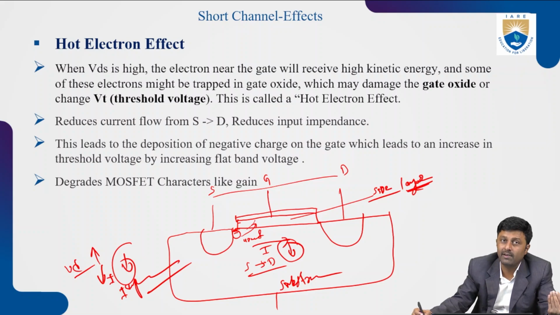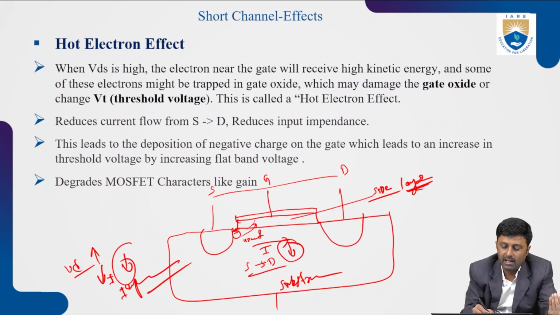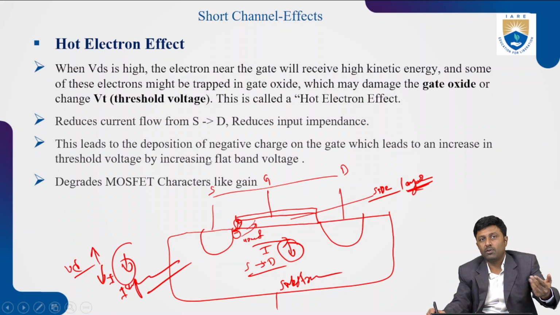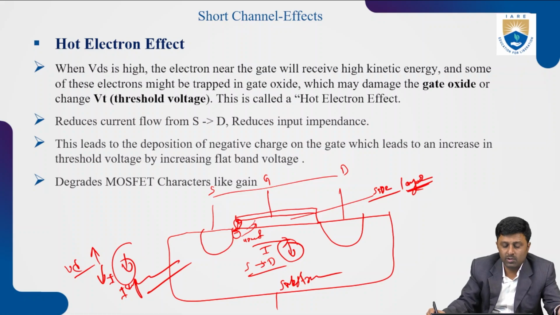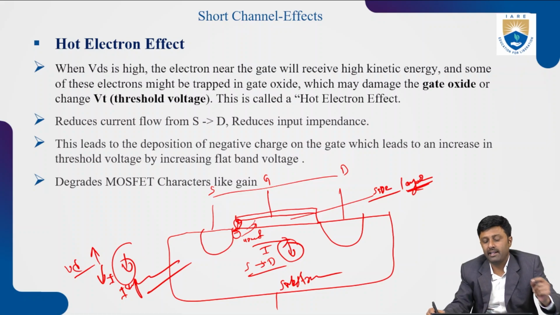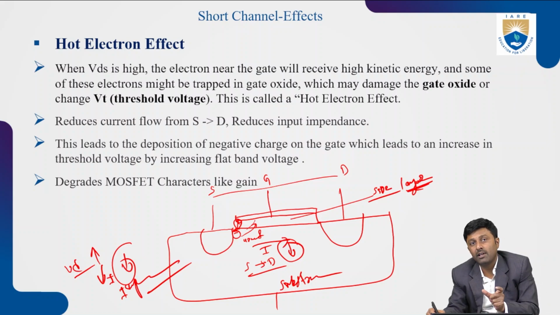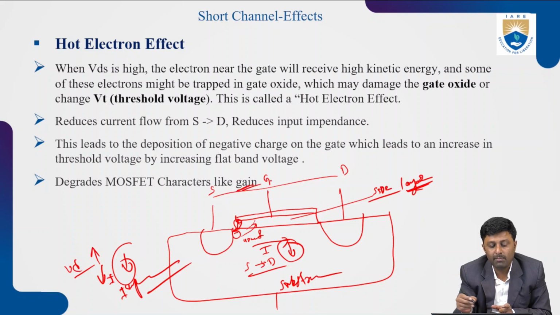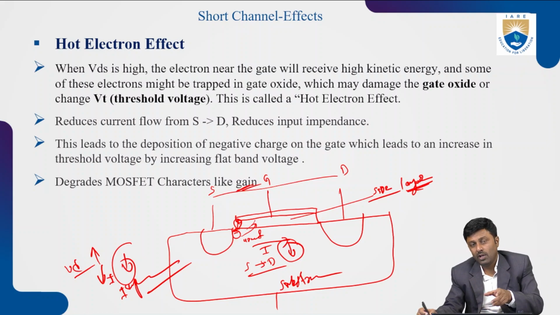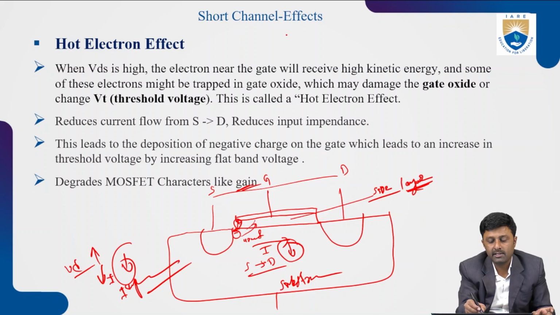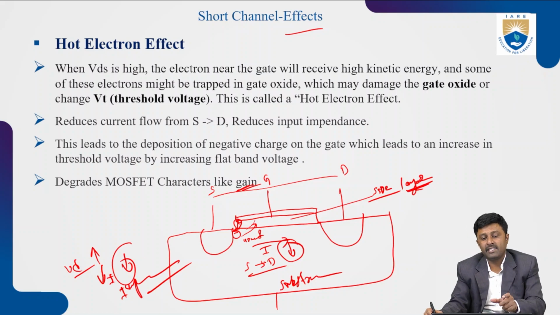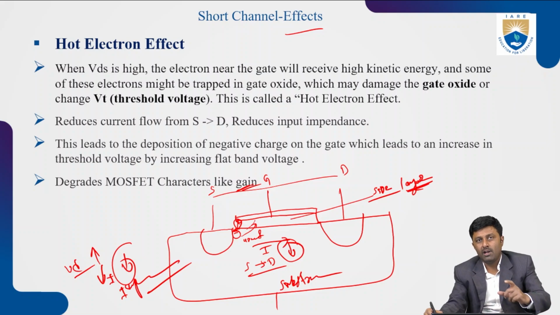The electrons are accumulated here, and because of the accumulation, the threshold voltage will also increase. This degrades the MOSFET characteristics. Because of this hot electron effect, some of the MOS parameters like the gain will be reduced. All of the short channel effects we are discussing are because of the reduction of the length between source and drain. If it reaches some limit, it has these side effects, these damages which will occur to the MOSFET.